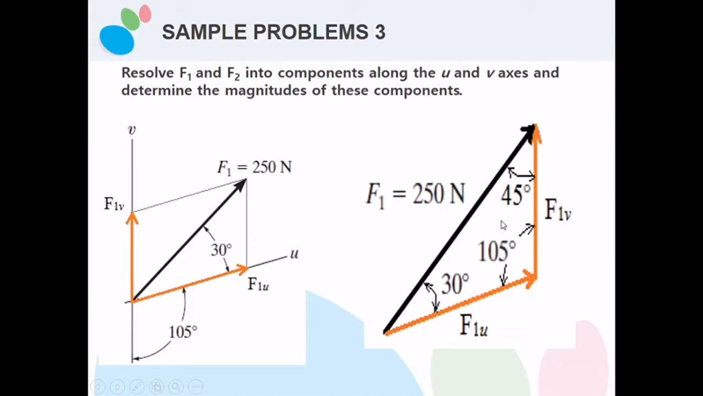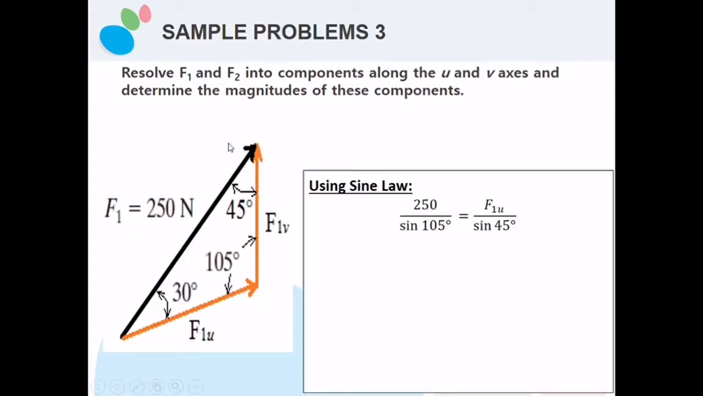Okay, using sine law, first let us find the u component of the F sub 1. So 250 Newton divided by the sine of its opposite angle, which is 105 degrees, equals F sub 1u, the u component of F sub 1, divided by the sine of its opposite angle, which is 45 degrees. Applying cross multiplication, we get 250 times sine of 45 degrees equals F sub 1u times sine 105 degrees. This is already simplified. Using your calculator, F sub 1u will be equal to 183.01 Newton. So that is just for the u component.